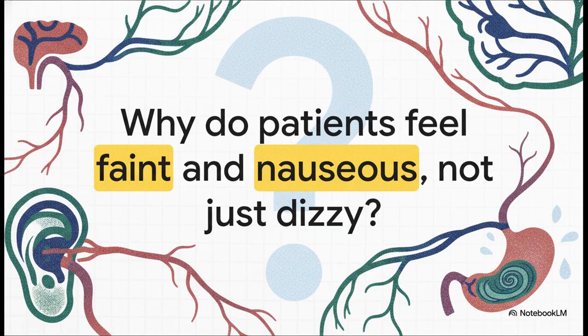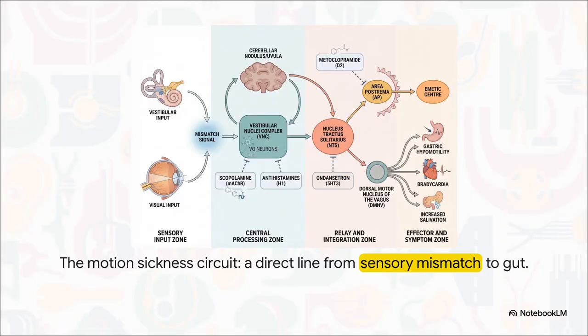Well, the answer lies in a direct, hardwired anatomical connection. And this diagram lays out the why perfectly. Look, a sensory mismatch signal, that feeling of something's not right, hits the vestibular nuclei complex first. But here's the thing, it doesn't just stop at reflexes for the eyes and spine. No, it sends a direct line to this key integration hub called the nucleus tractus solitarius, or NTS. And from there, the signal splits and activates two incredibly powerful pathways. One goes straight to the emetic center, bam, you've got nausea. The other hits the vagus nerve, causing that gut-wrenching distress, maybe even changes in heart rate. This right here is the anatomical blueprint for that awful gut feeling.